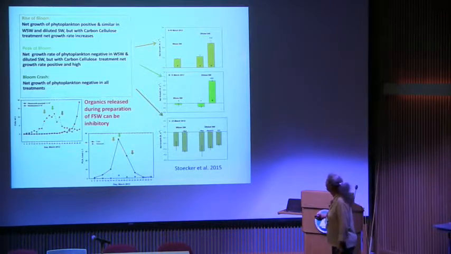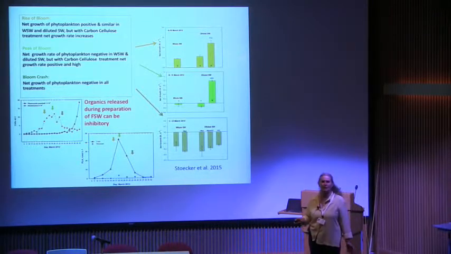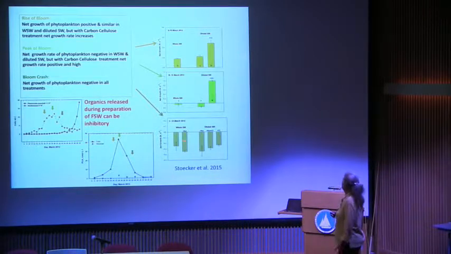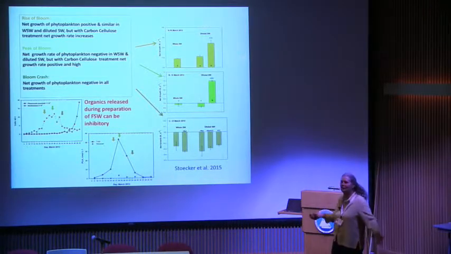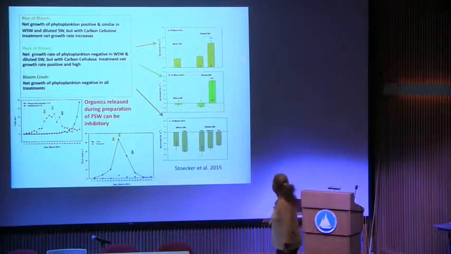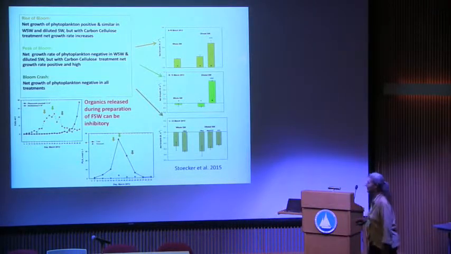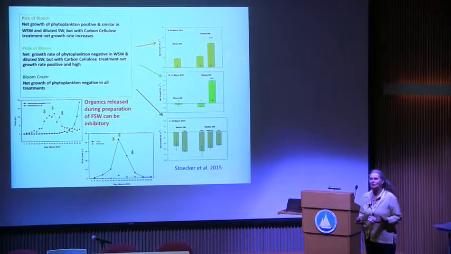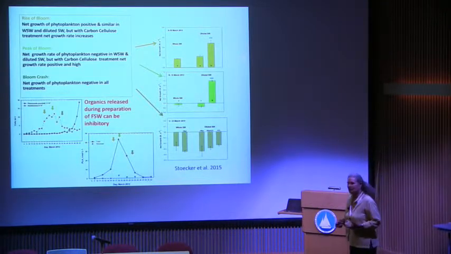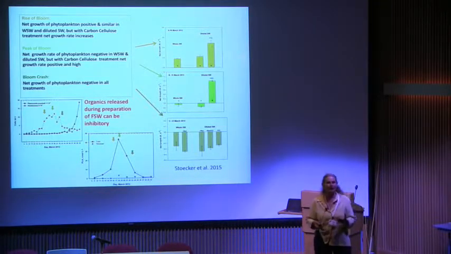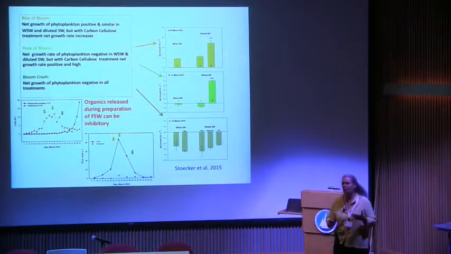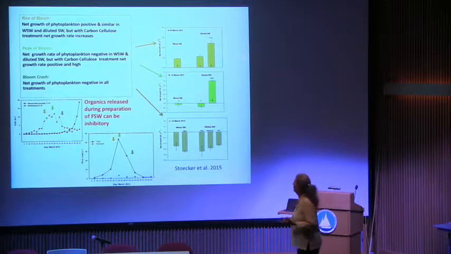And when we did it here in the decline of the bloom, where everything was just crashing and it looked like dirty dishwater, it didn't make much difference. Everything was just dying. So my conclusion from that is that during some types of dense blooms, preparation of filtered seawater can result in release of PUAs and probably other material that's inhibitory to phytoplankton.